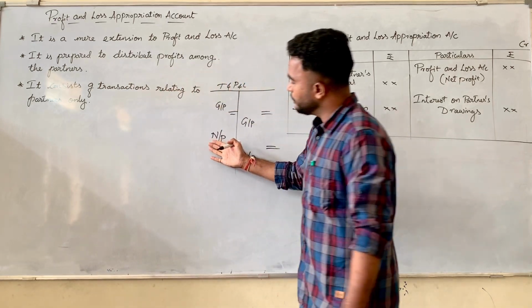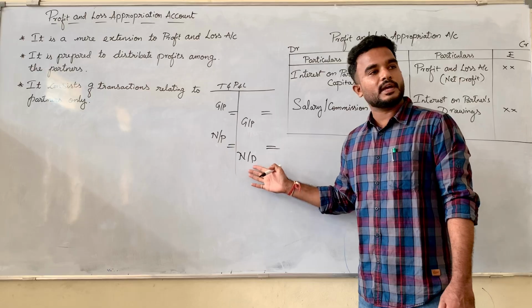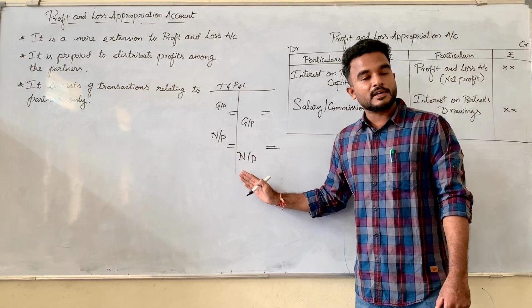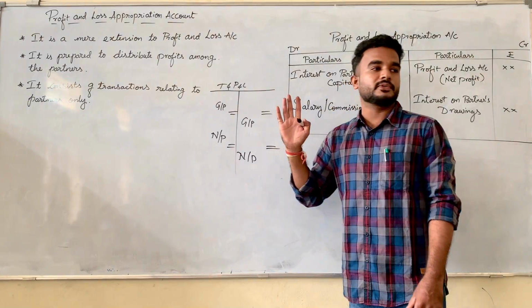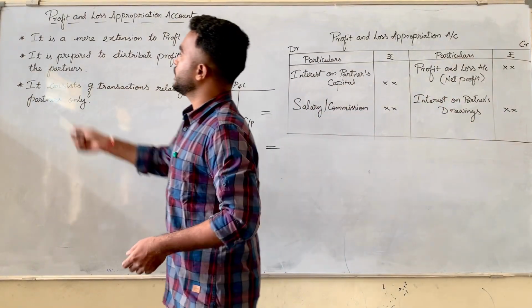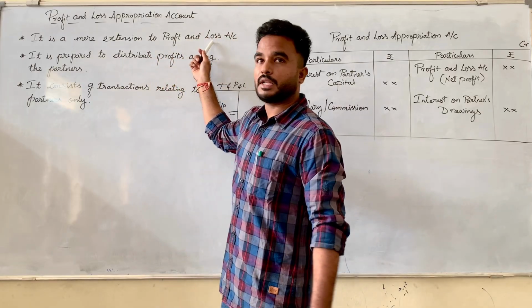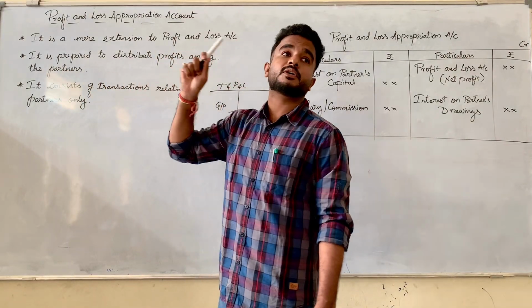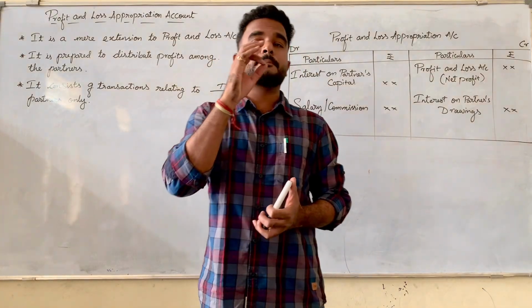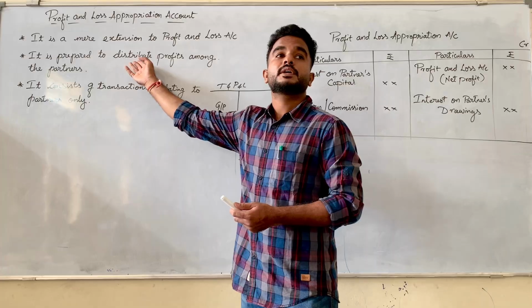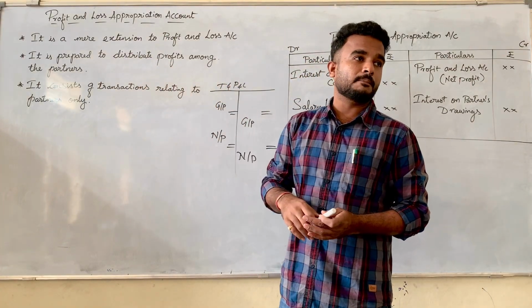The result of profit and loss account will be carried forwarded and we'll do an extension called profit and loss appropriation account. Why do we prepare this profit and loss appropriation account? First, as we learned, it is a mere extension to profit and loss account. Second one, it is prepared to distribute profits among the partners. The main purpose of profit and loss appropriation account is to distribute the profits among the partners.